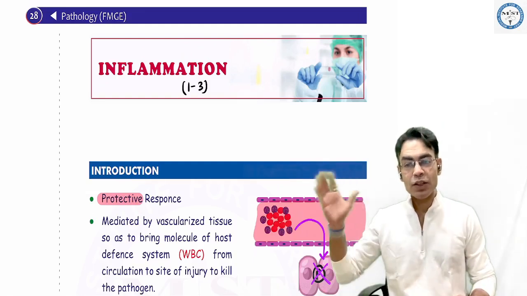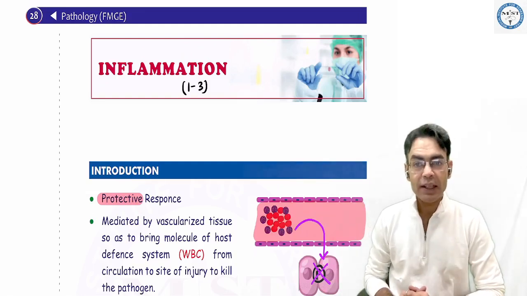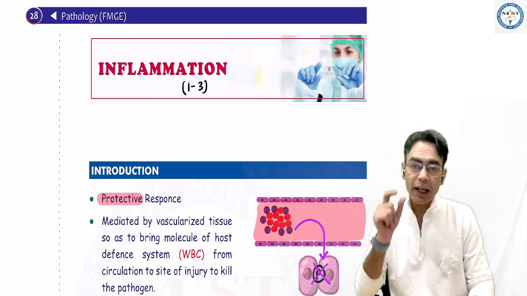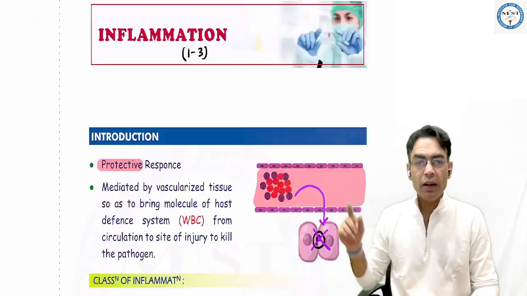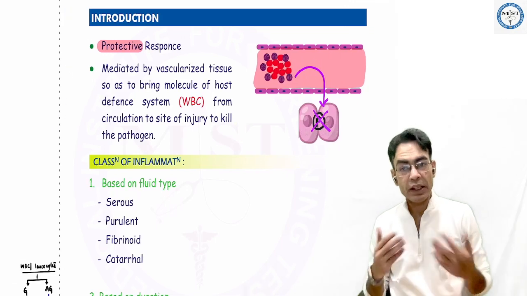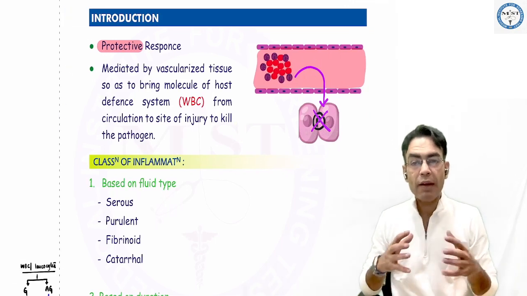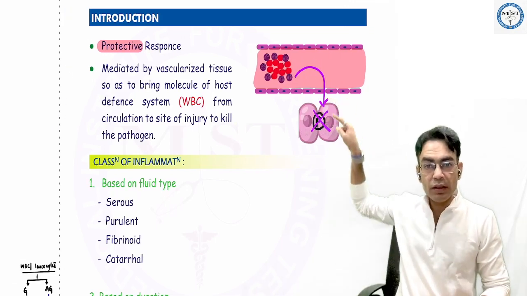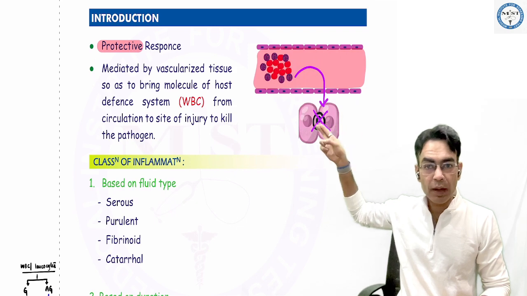Hi, Chotu. So let's talk about the second chapter, that is inflammation. Now, in the exam, again, 1 to 3 questions. Regarding inflammation, we know that inflammation is a protective response where the WBCs come out of the blood vessel to the site of infection to kill the pathogen.